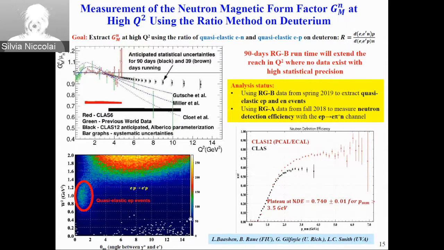We see here an example of how the quasi-elastic en events can be selected by kinematic cuts. In parallel, in order to have control on the efficiency, which is very important for the ratio of cross-sections, RGA data are being used to extract the neutron detection efficiency using the ep to e pi plus n channel. And you see here a distribution where the red points show the efficiency measured with CLAS12 and the black points the same measurement but done using CLAS data. So this analysis is in good progress.